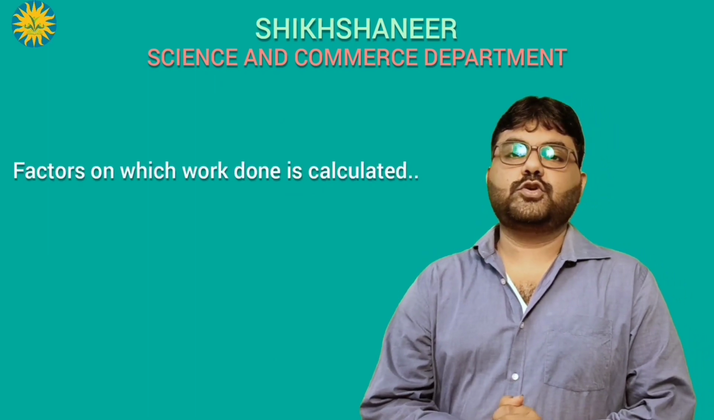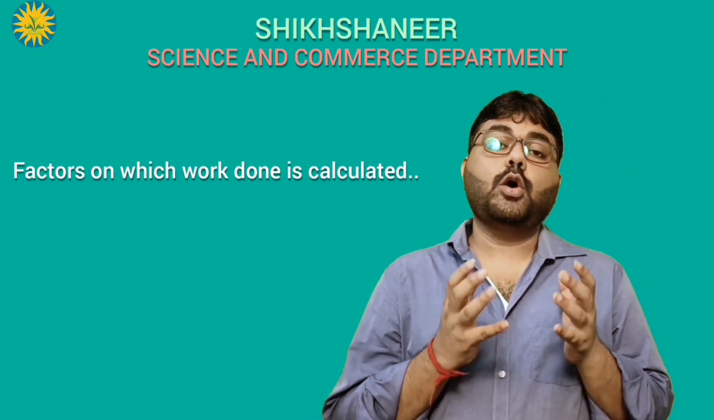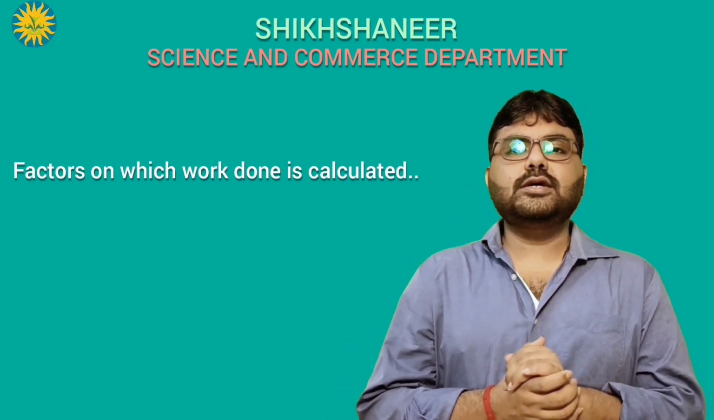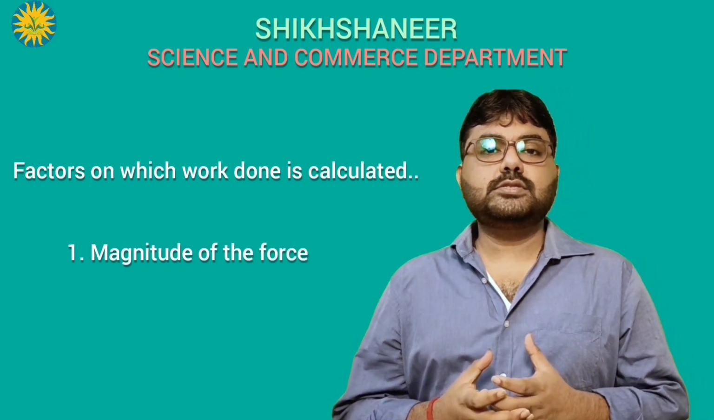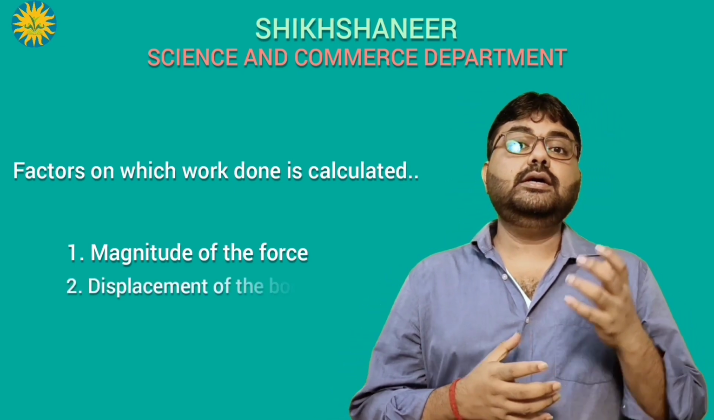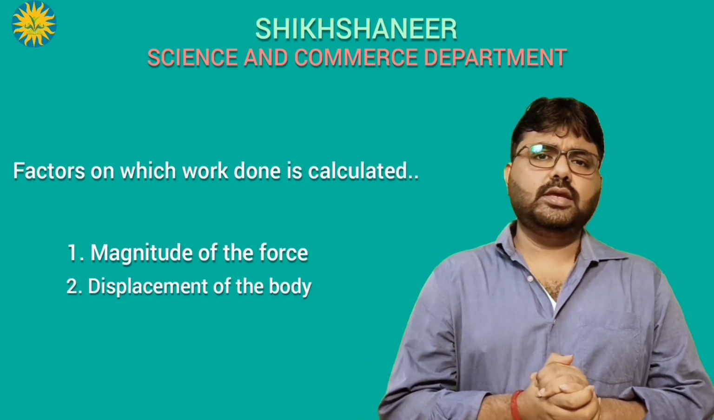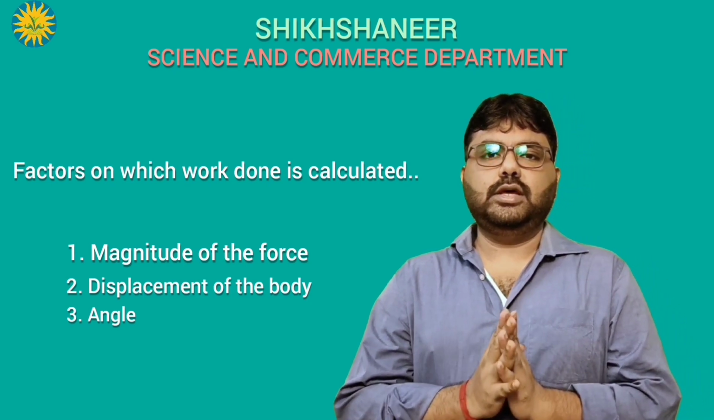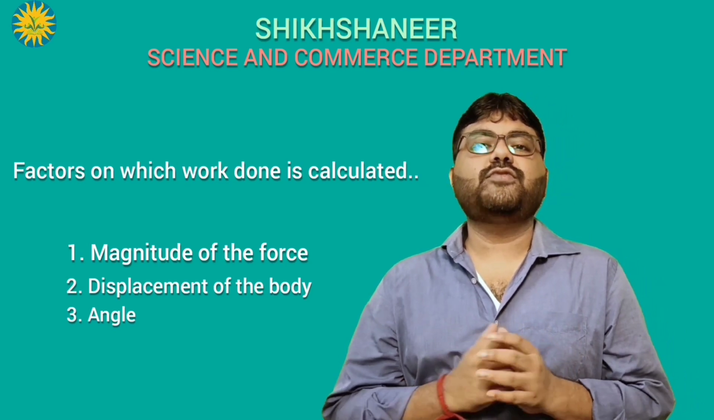Now, what are the factors on which work done is calculated? Or what are the factors on which the work done depends? Work done basically depends on the magnitude of the force, that means how much force is applied to the body. Number 2, the displacement of the body, what displacement it is moving. And number 3, it's not very important, but still, the angle between the direction of the force and the direction of the motion. So these are the 3 factors.